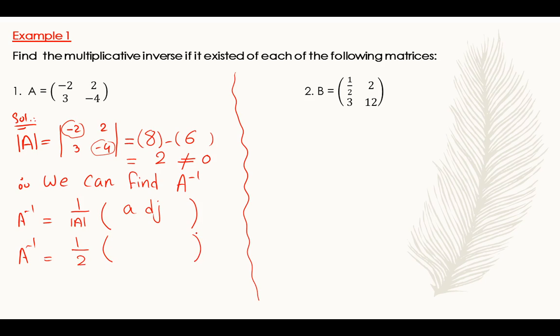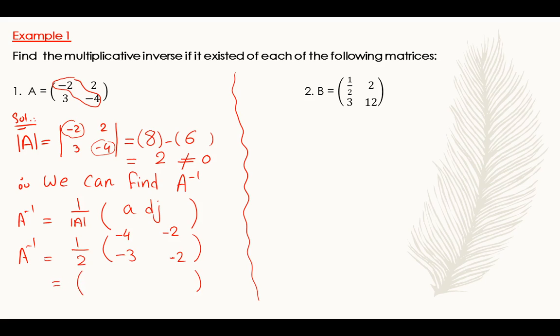How can we find the adjoint matrix? Again, by swapping the two elements of the main diagonal, so we will write -4 and -2. Then we change the sign of the other diagonal, so it will be -2 and -3. We change the sign of 2, it will be -2, and we change the sign of 3, it will be -3. Okay?